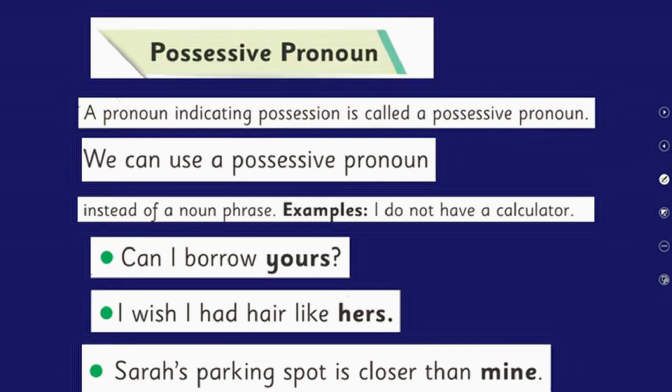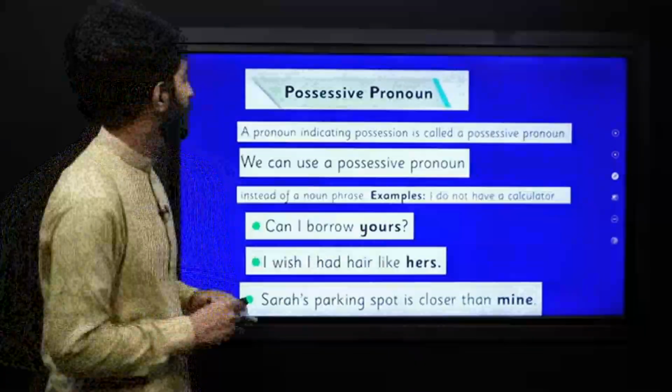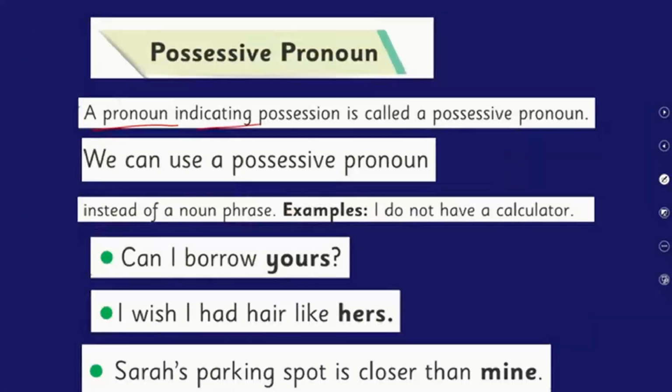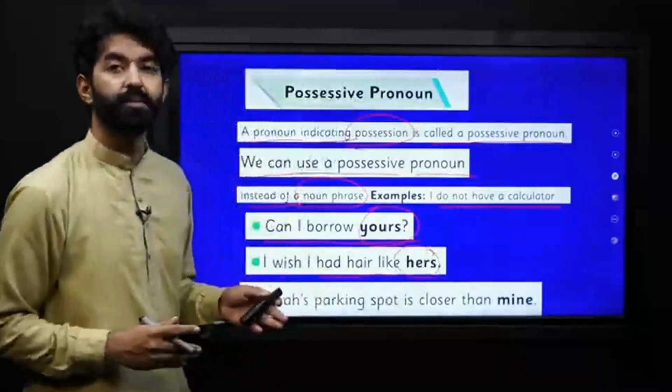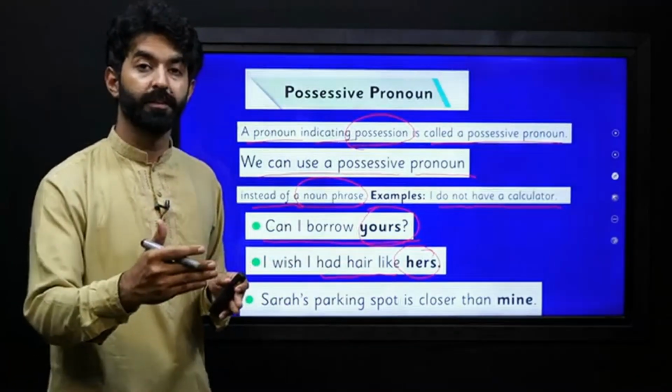My dear learners, let's talk about possessive pronouns. A pronoun indicating possession is called a possessive pronoun. We can use a possessive pronoun instead of a noun phrase. Examples: I do not have a calculator. Can I borrow yours? See, yours is a possessive pronoun. I wish I had hair like hers. Hers means it is referring to her.